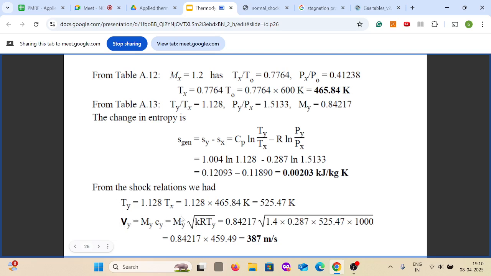So V will be the downstream Mach number into root of gamma RT. Substituting 0.84217 into root of 1.4 into R, which is 0.287, into T, which is 525.47 as we have found, into 1000. This gives you 387 meters per second. So your downstream speed of sound is 455.49 and the velocity is 387 meters per second. If you see here again, the velocity has reduced and it has gone to subsonic flow.